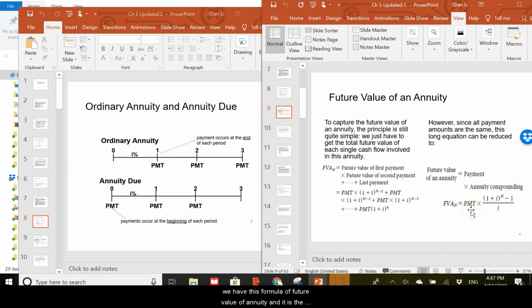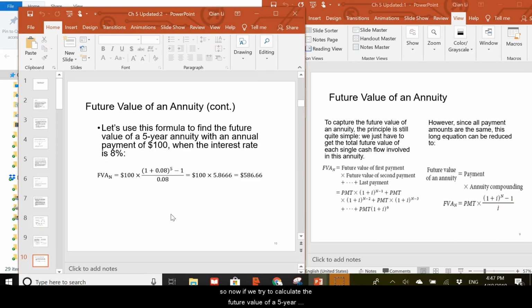Okay, so what we need to remember is that we have this formula of future value of annuity, and it is the payment multiplied by this annuity compounding factor. This annuity compounding factor is determined by the interest rate and the number of years, or say the number of payments in this annuity.